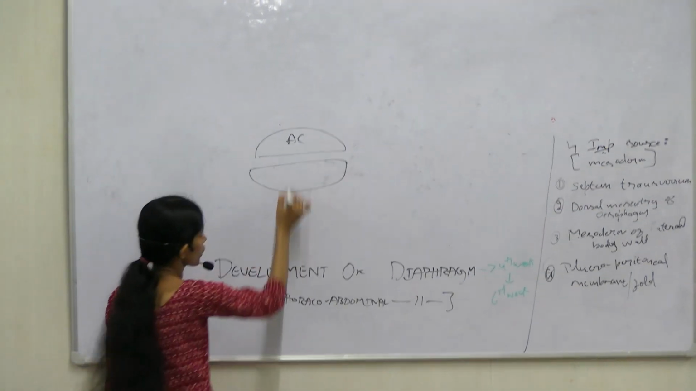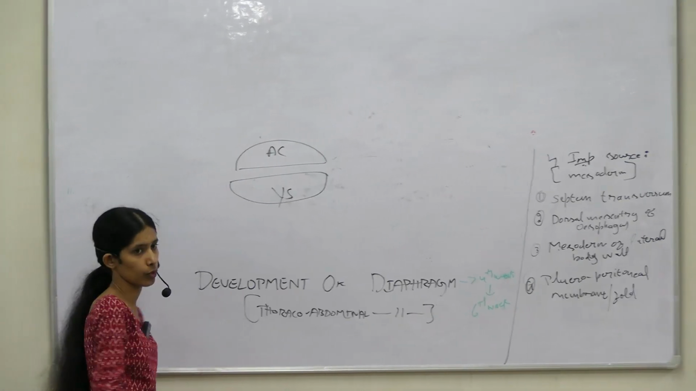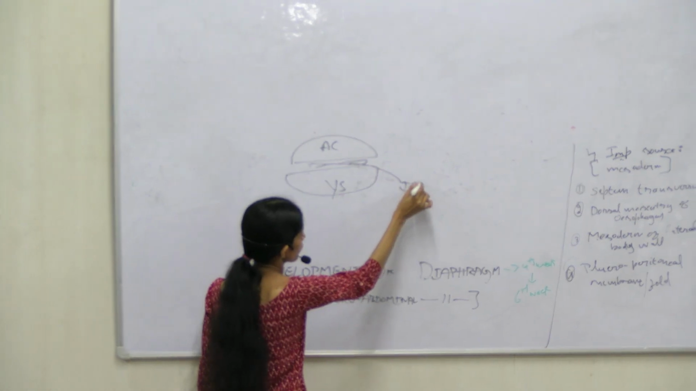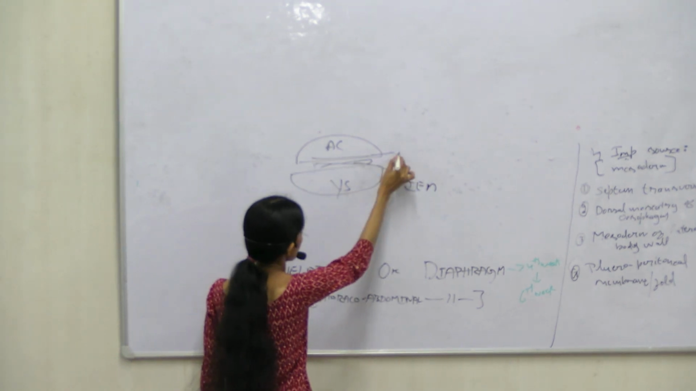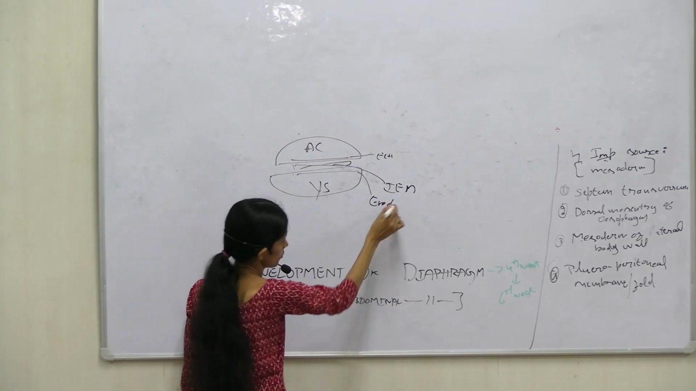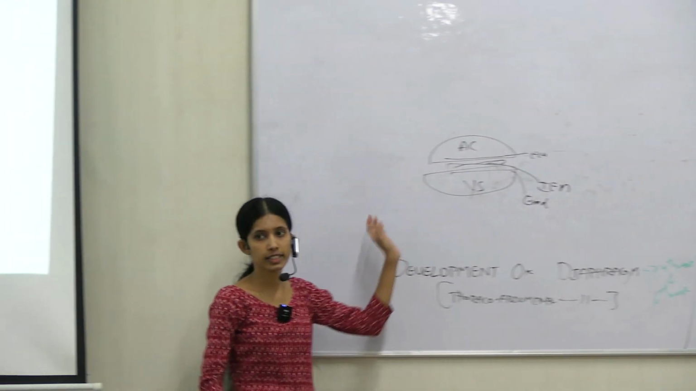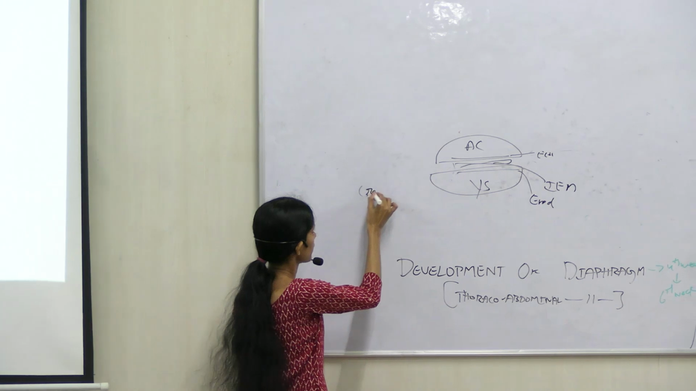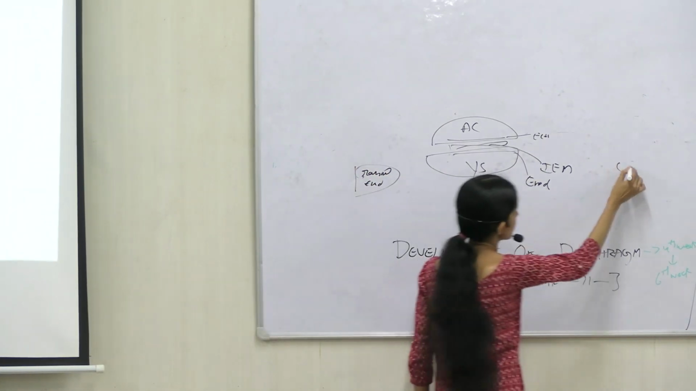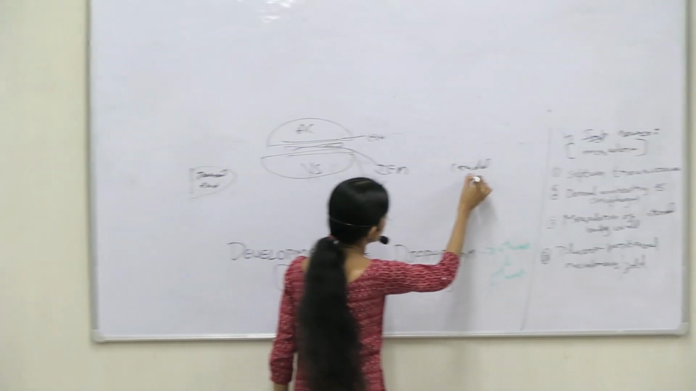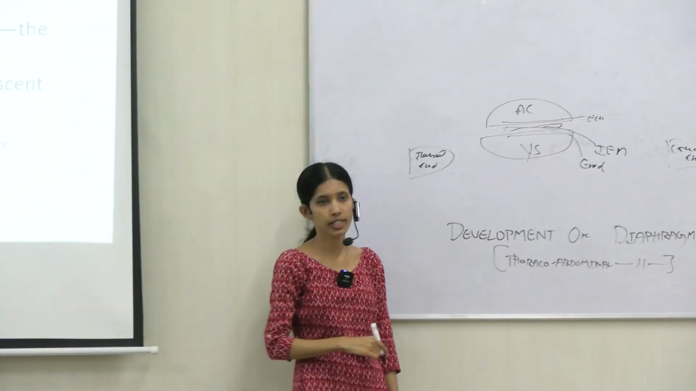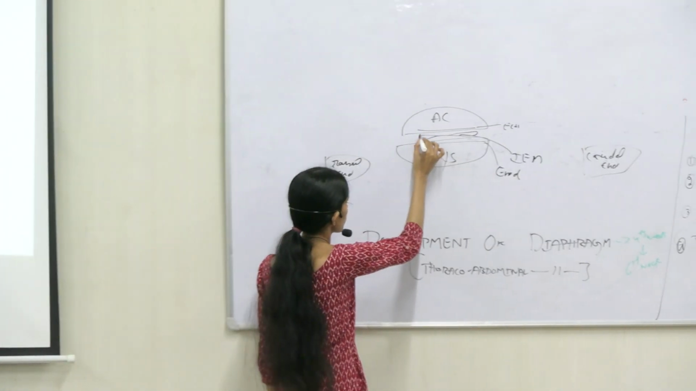This is the amniotic cavity and this is the yolk sac, and here we can see the intraembryonic mesoderm, here we have ectoderm and here we have endoderm, right. On either side, that is on the cranial end and in the caudal end, we have three important structures. What are those?